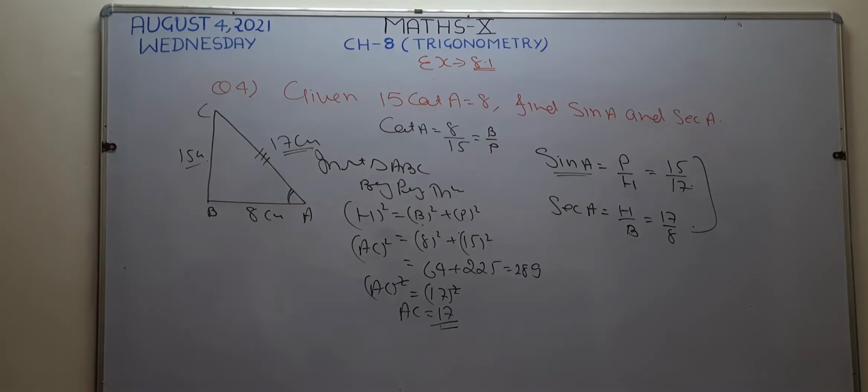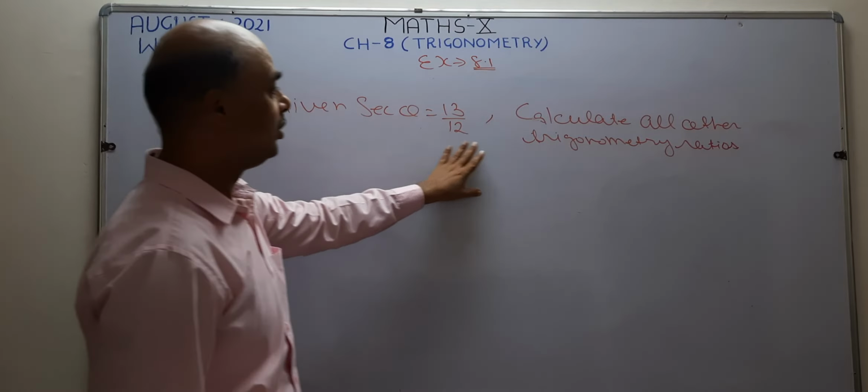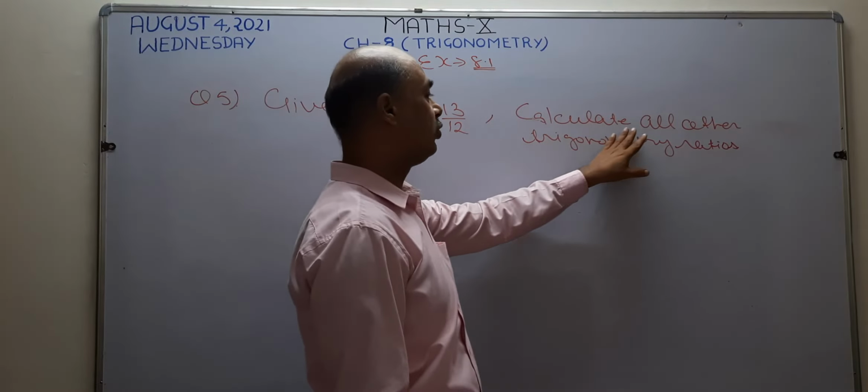Now I want to solve question number 5 of exercise 8.1. See what is given. Secant theta equal to 13 by 12 is given. We have to calculate all the trigonometry ratios. How many trigonometry ratios are there? Only 6 trigonometry ratios are there. From 6, 1 is given. It means we are going to find the remaining 5 trigonometry ratios.